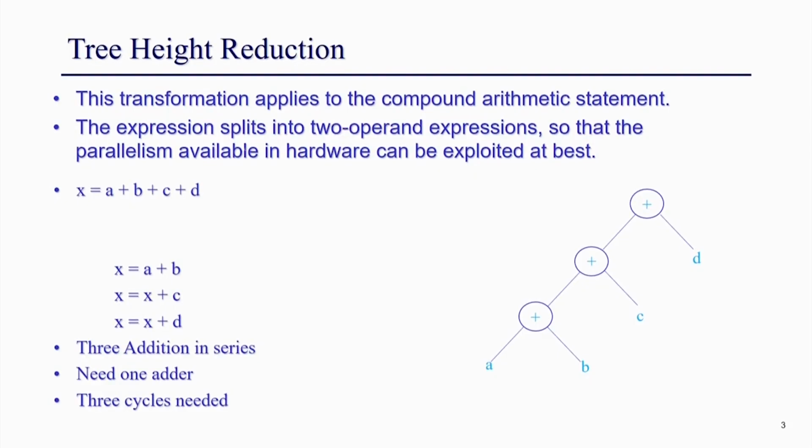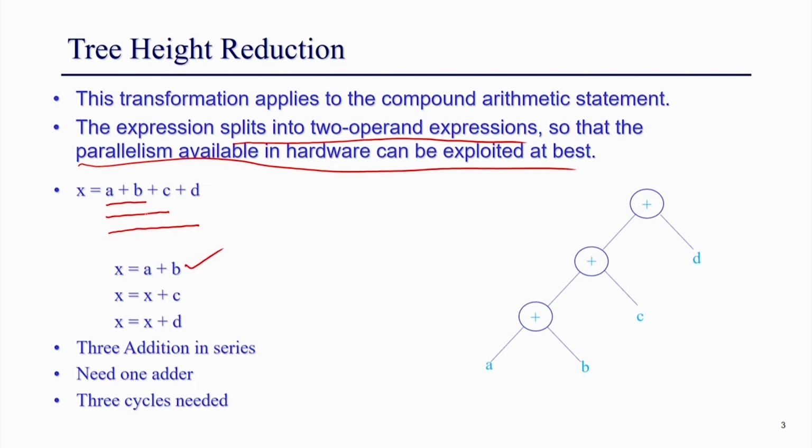So, whenever you have a big arithmetic expression, you split it into two operand expressions, that is, three address code, such that we can exploit the parallelism available in the hardware at best, right. For example, take a very simple example: a plus b plus c plus d. We can do a plus b first, call it x, then x plus c, and then x plus d. That is, x equals a plus b, then x equals x plus c, then x equals x plus d.